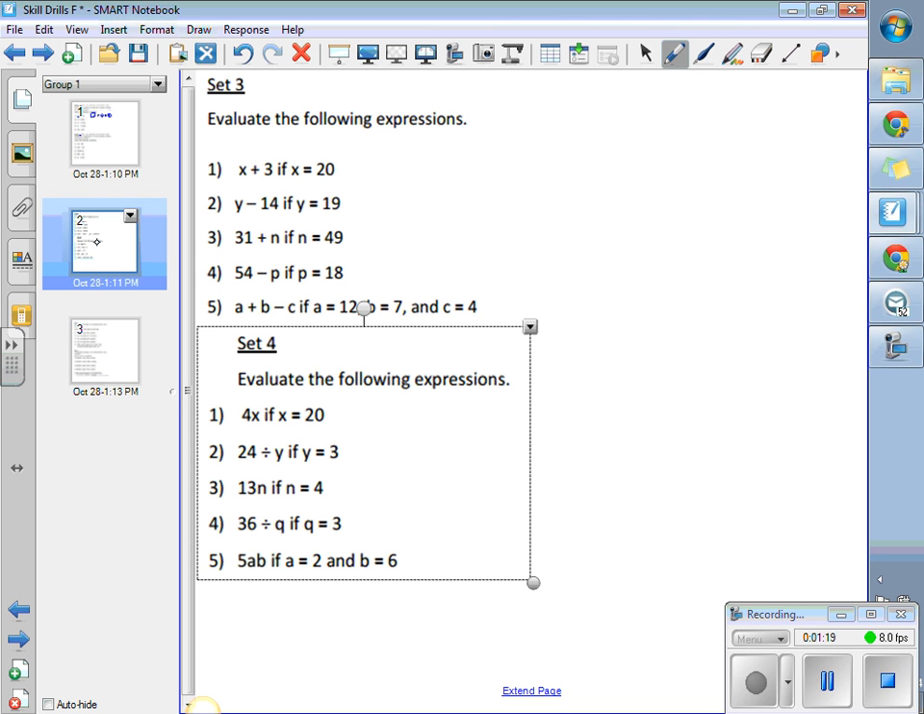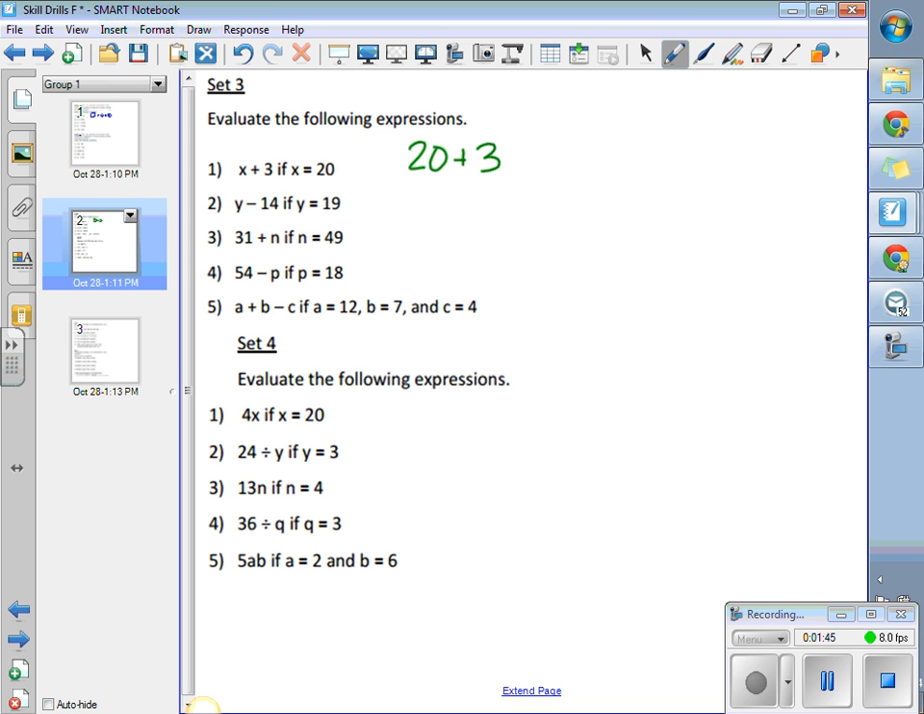Let's get this box off of here. Oh, there we go. Now this is a little bit more complicated, but this is something I know you guys learned previously. X plus 3 if x is 20. You just substitute x for 20, so you get 20 plus 3. You guys can handle that, no problem.